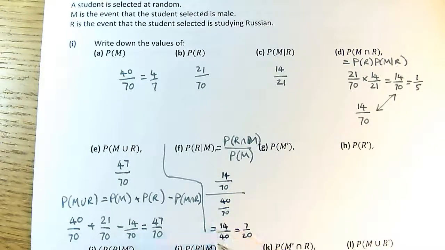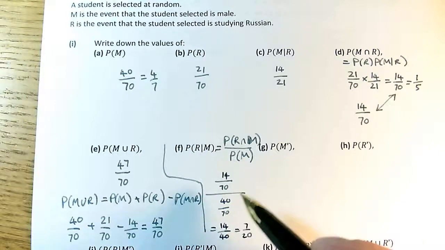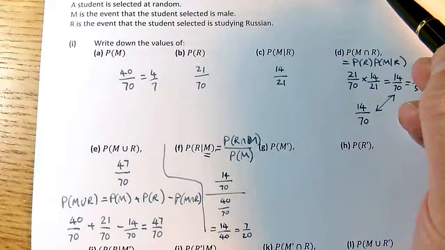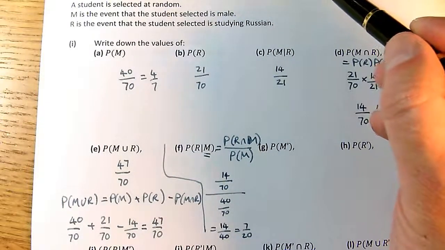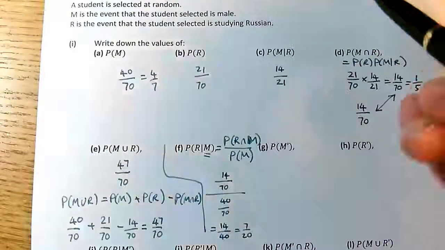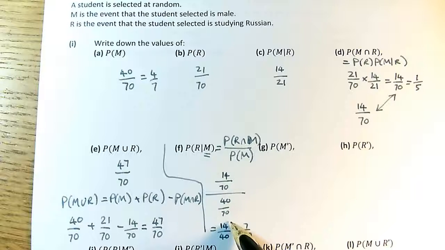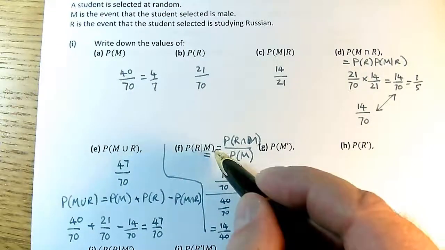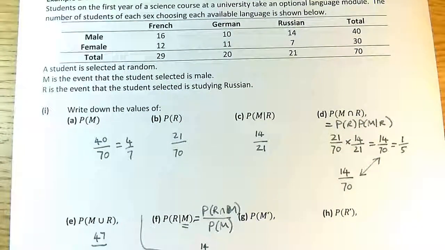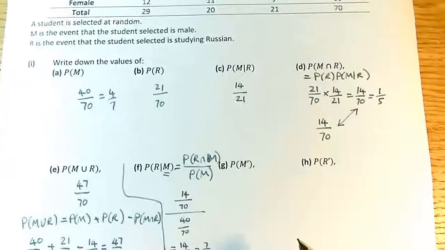Okay, how could I have got this more directly? 14/40. Well, I could say I'm given that I'm male, so I only need to look at the 40 male students. And how many of those are Russian? 14 are Russian. So 14 out of 40 is the probability of being Russian if I already know that I'm male. So I could have got straight to this answer. And notice with the conditional probability from the table, that's when the bottom number is something other than 70. It's down to 40 because if I'm given that it's male, I only need to consider the 40 male students from the table.